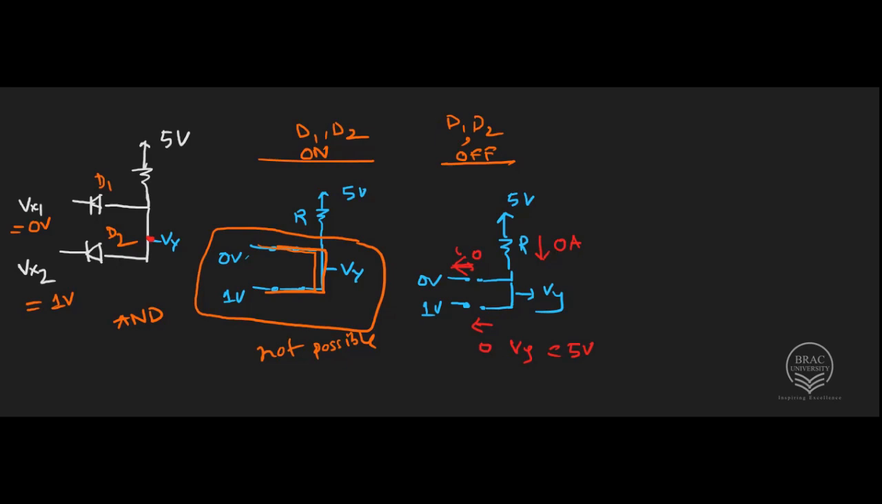Then for both D1 and D2, the anode voltage is 5 volt and cathode voltage for D1 it is 0, for D2 it is 1. But for both diodes, anode voltage is higher than the cathode voltage. But we are assuming D1 and D2 are off. So it is not possible, because when the anode voltage is higher than the cathode voltage, the diode is on. So this case is also not possible.